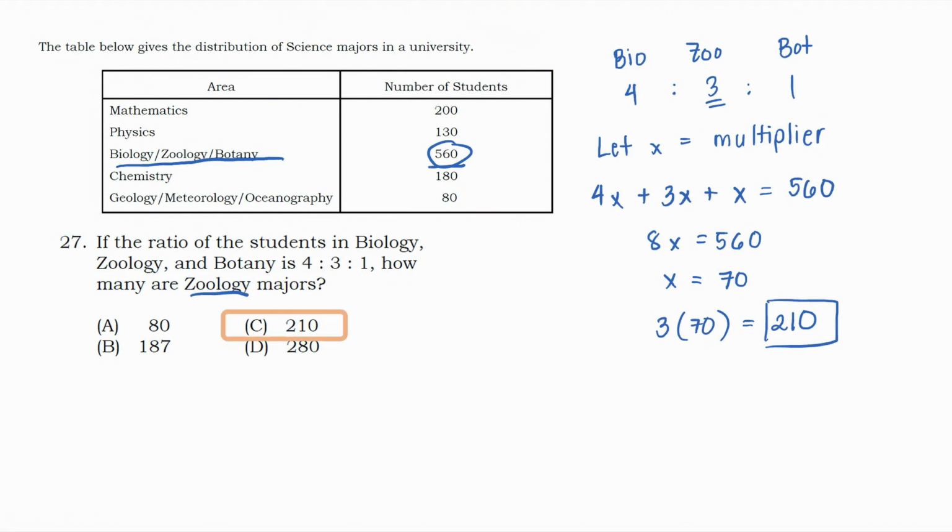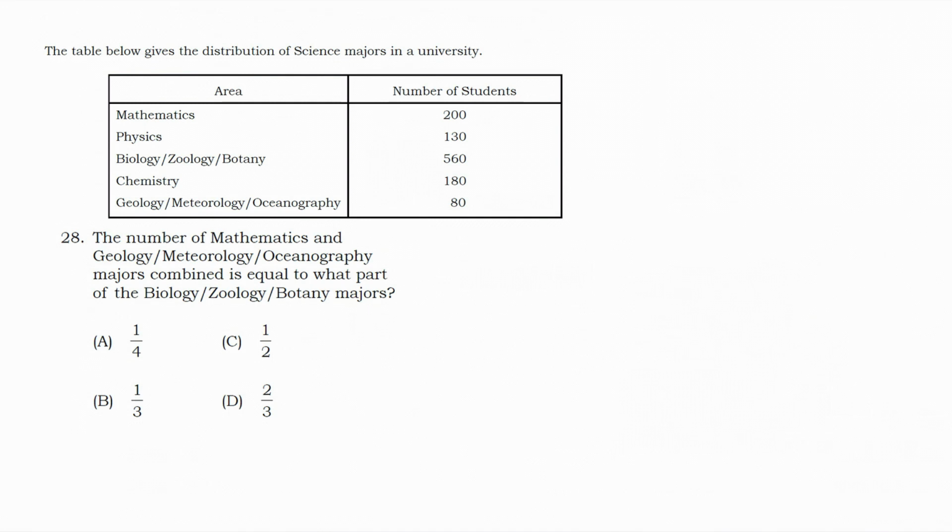Letter C. Number 28, the number of mathematics and geology, meteorology, oceanography majors combined is equal to what part of the biology, zoology, botany majors? So, for this one, sabi diba combined. So, yan yung hint natin. Yung number daw ng mathematics, so ito yon, mathematics tsaka geology, meteorology, and oceanography combined. So, pag-a-add lang natin sila, 200.